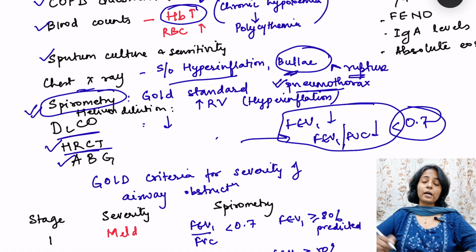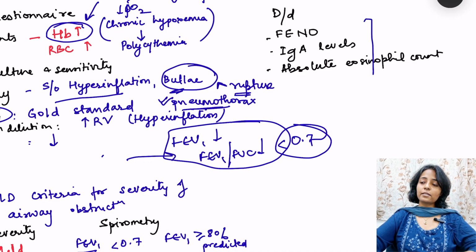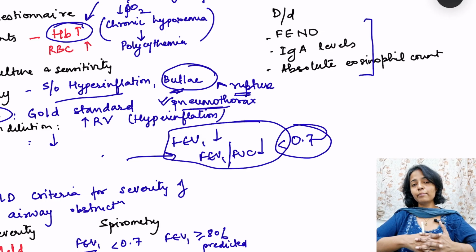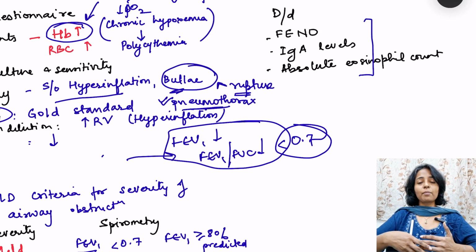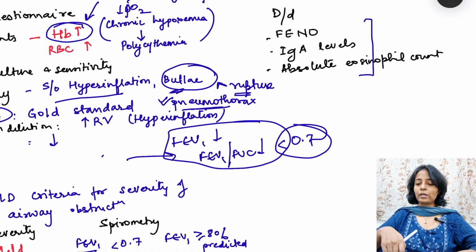Then ABG, arterial blood gas analysis, to detect the presence of hypoxia and presence of carbon dioxide narcosis. Okay. Then other tests you have to do to rule out other diseases. So you have to do the analysis for allergic lung diseases. So I told you that bronchial asthma can be a cause, and sometimes they may be present together as well. Okay, so it is important that you rule out allergic features as well, right? So that was about investigations.